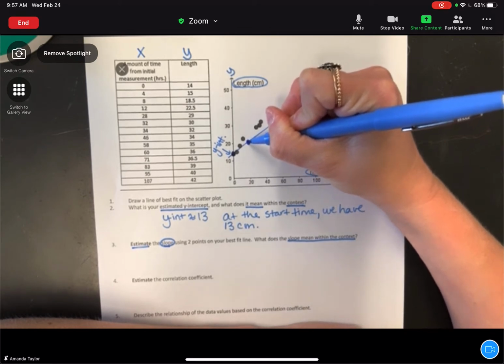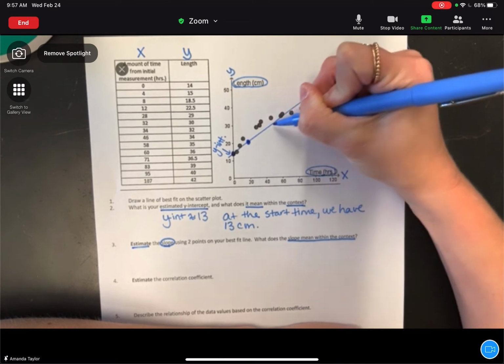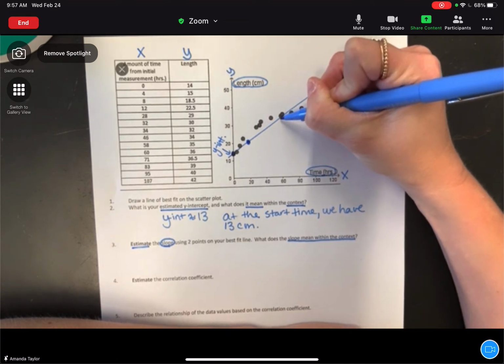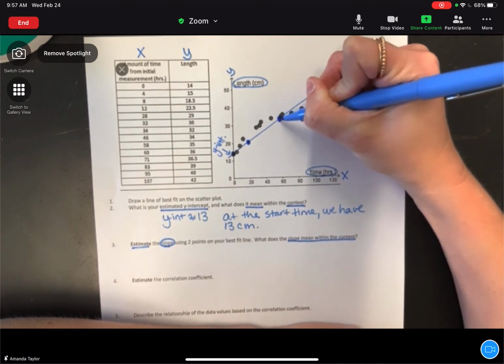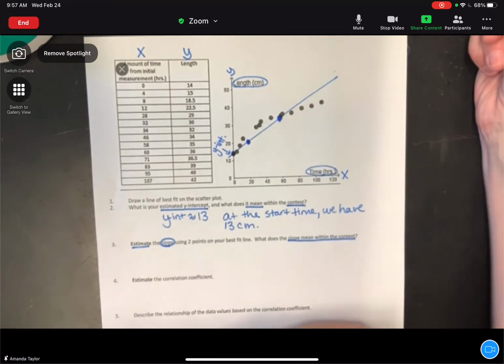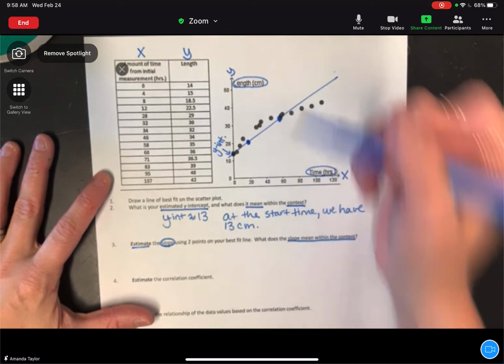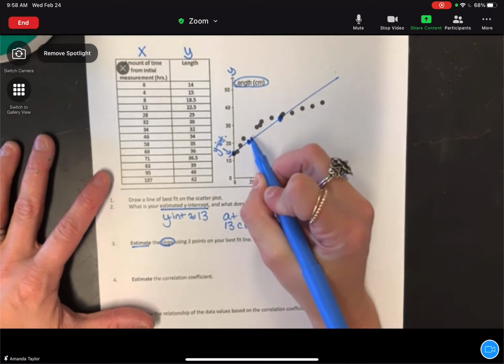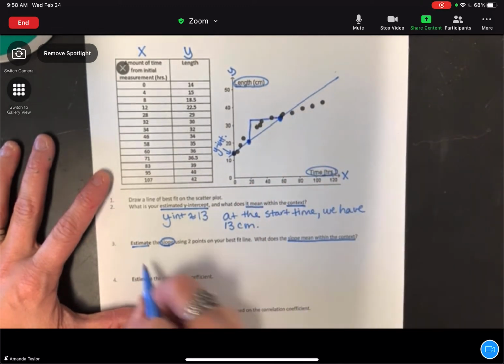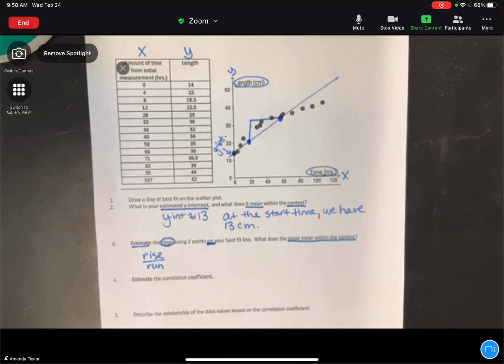So I'm gonna choose that point because I know for sure that's 20 and I know for sure that's 20. And then I'm gonna go up and I'm gonna use a point right here because I know for sure, well, that may have been a little too high. I know for sure that's 30 and I know for sure that's 60. Okay. Now, I'm gonna use the method that Nick said on the warm up. I'm gonna use rise over run. Okay, I'm gonna use rise over run between 2 points on your best fit line.